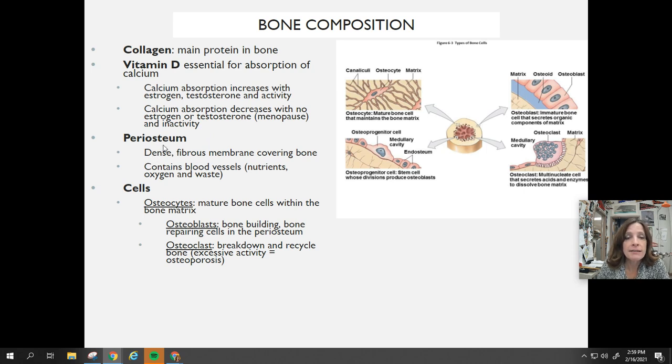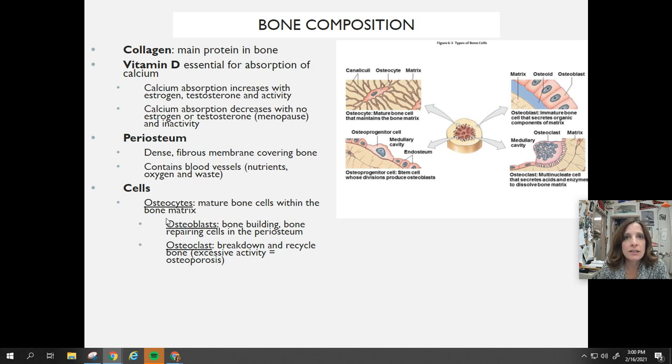The periosteum: peri means around and ost means bone. The periosteum is a fibrous covering of the bone, and it contains blood vessels and nutrients and oxygen and gets rid of waste. What I always think of is if you eat ribs and there's that little thin part right along the outside of the bones, it's kind of tough. That's the periosteum that you're eating.